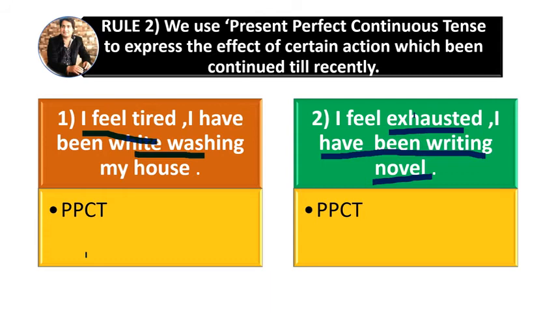Don't fix it permanently in your mind that only since and for can make a sentence present perfect continuous. Without since and for, a sentence can be present perfect continuous. It depends upon the situation, on how we are saying things. Okay.